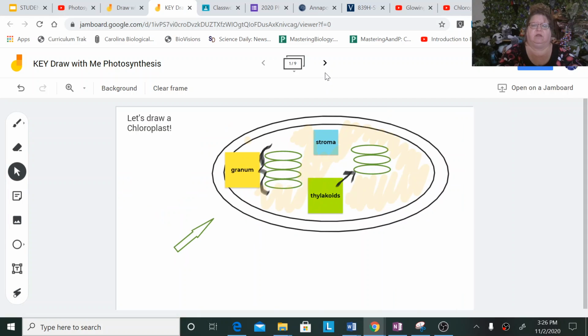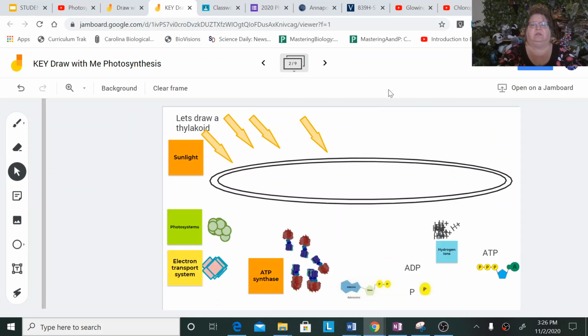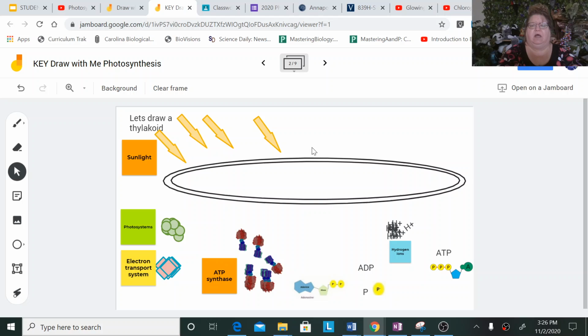Now, over here, I colored the thylakoids green, but you'll notice I kept them black here because I want you to see what's causing them to be green. And that would be these photosystems. So join with me, and we're going to put a whole bunch of these photosystems in the membrane of our thylakoid, and that's what makes them overall green. Remember, these photosystems have chlorophyll.